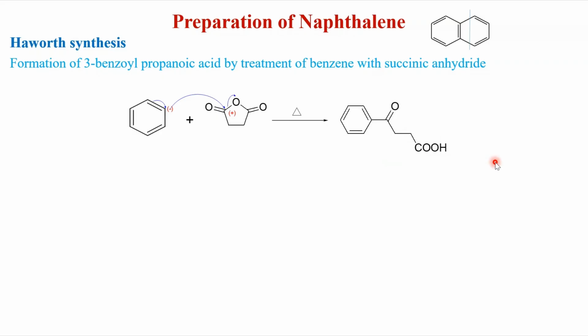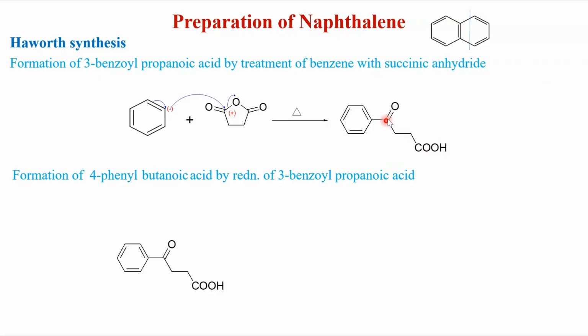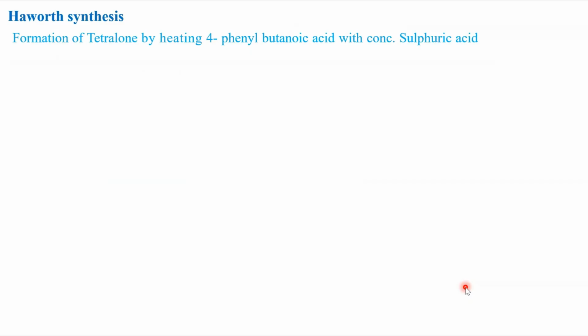This 3-benzoyl propanoic acid we can take and we can reduce this carbonyl group. We can use a reducing agent like zinc amalgam and HCl, and the carbonyl group gets reduced to give rise to the corresponding 4-phenyl butanoic acid. The 4-phenyl butanoic acid which is formed, we can take and heat in the presence of concentrated sulfuric acid, and it undergoes dehydrocyclization.